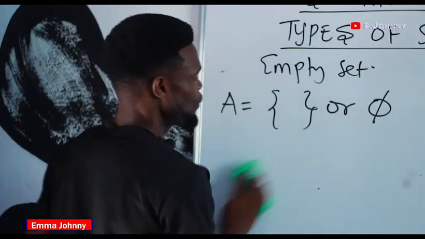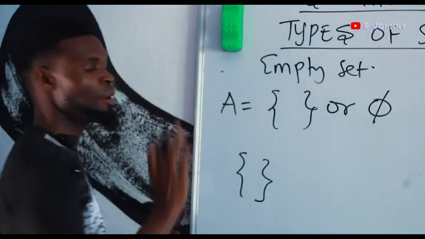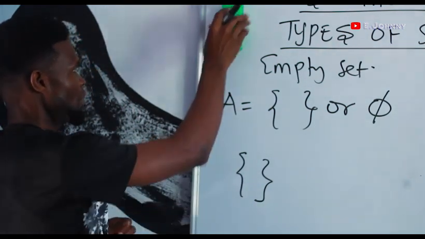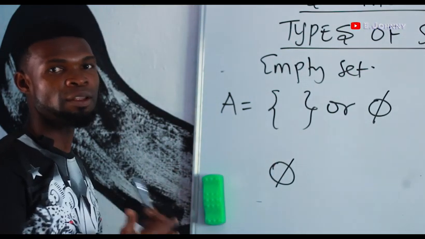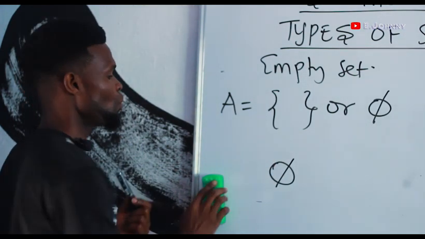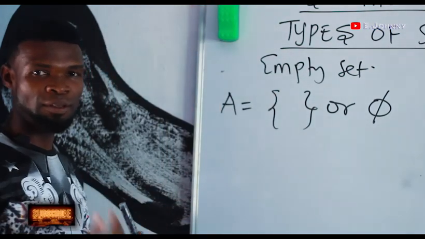Alright. So in summary, anytime you see something like this, a curly bracket without an element, it means that is an empty set. Or anytime you see this symbol here, phi, it means that is an empty set. So an empty set is a set that has no element inside.